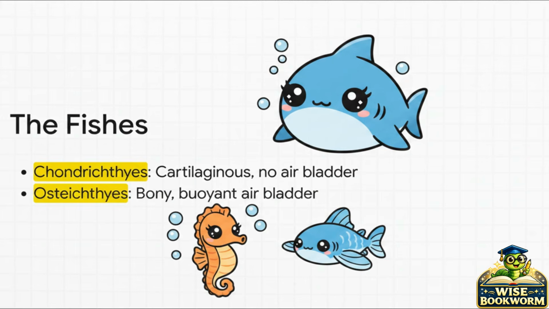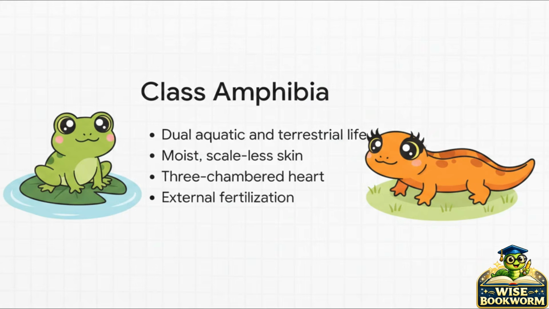Within this jawed group, Pisces rules the water, but they use two very different strategies. Chondrichthyes, which are the cartilaginous fishes like great white sharks, actually lack an air bladder. That means they have to swim constantly just to keep from sinking. Conversely, osteichthyes, the bony fishes, completely solve this buoyancy problem. With a built-in air bladder, creatures like seahorses and flying fish can effortlessly hover and regulate their depth like a submarine.